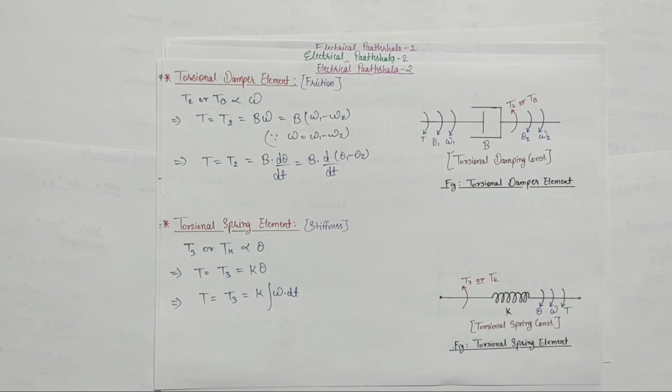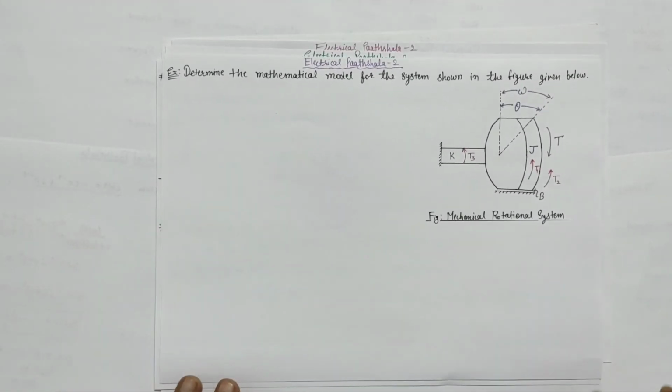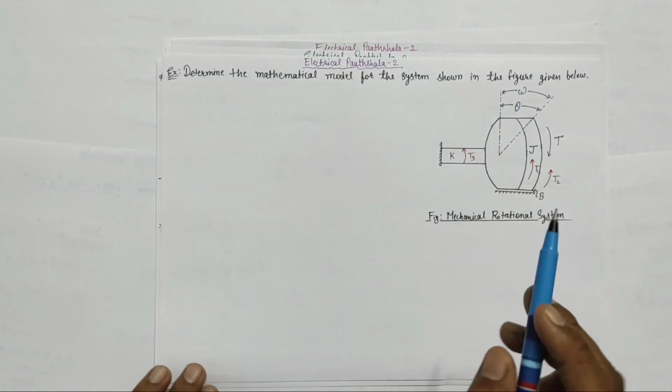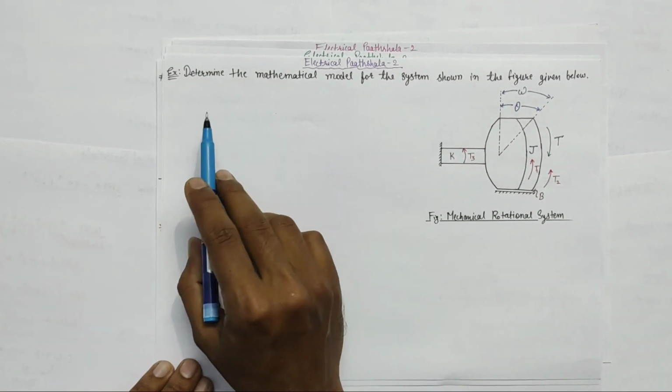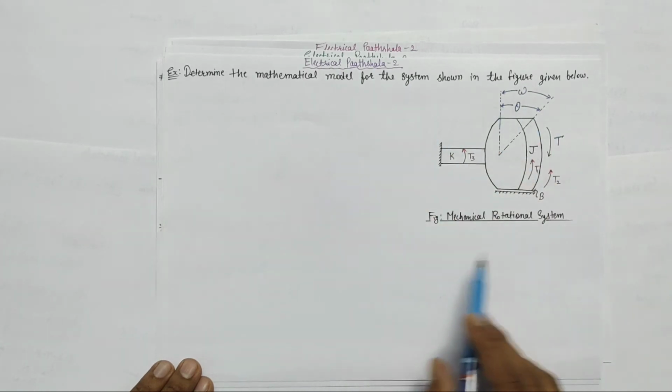Now again, in practical situations, all three elements are always present. A body will have some moment of inertia, there will be some friction, and a body will always possess some order of stiffness. Therefore, in practical situations, all three elements are always present, as you can see in this diagram. So in this example, we have to determine the mathematical model for the system shown in the figure given below.